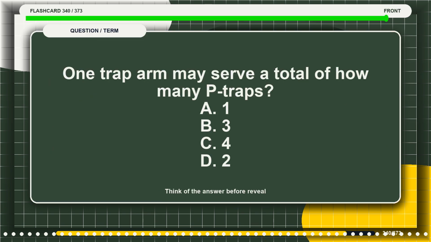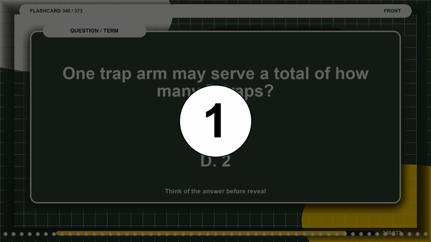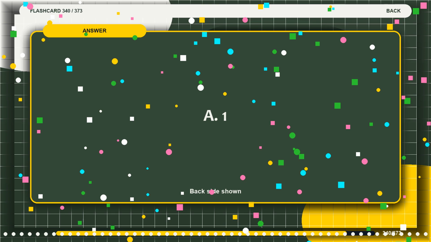Flashcard 340. One trap arm may serve a total of how many P-traps? A. 1. B. 3. C. 4. D. 2. Think of the answer before the reveal. The answer is A. 1.